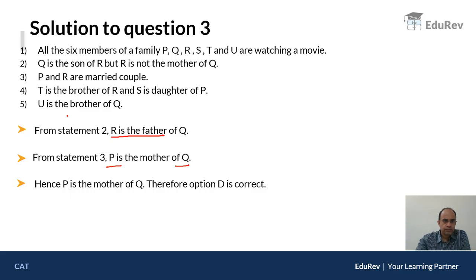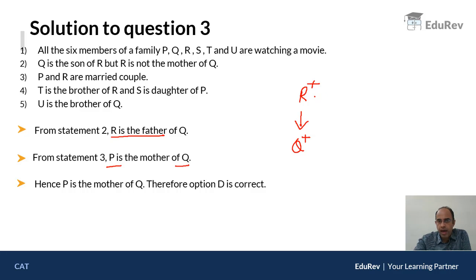Fine. So this I have tried to decode by the statement, but we'll always try to make a family tree. Now let us see how to make a family tree. First statement says Q is the son of R. So Q is the son. Son means positive. Q is the son of R, but R is not the mother of Q. That means R has to be the father, and father we denote by plus because it's a male. R is the father of Q.